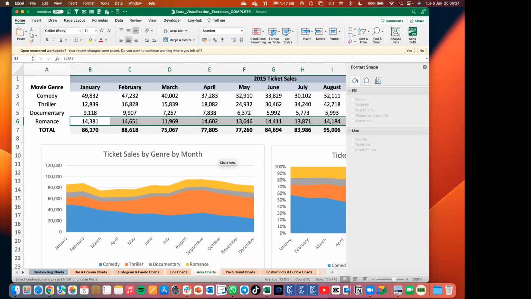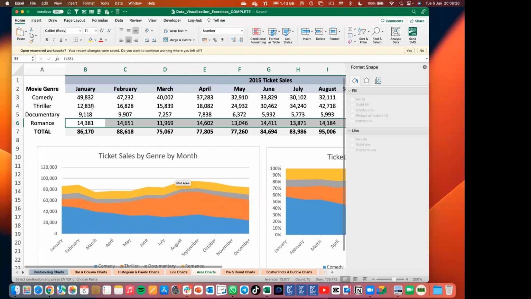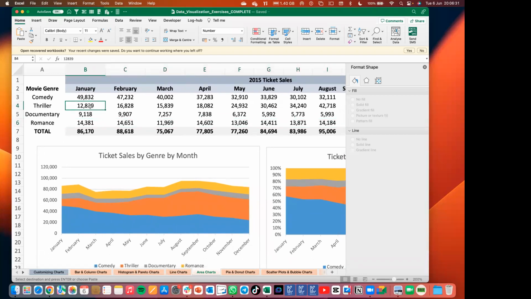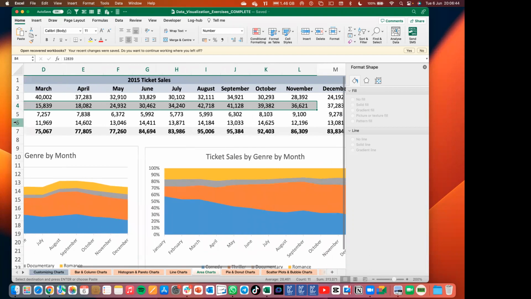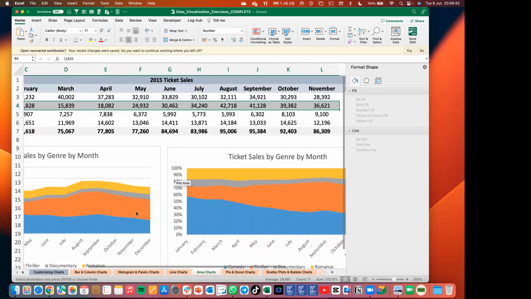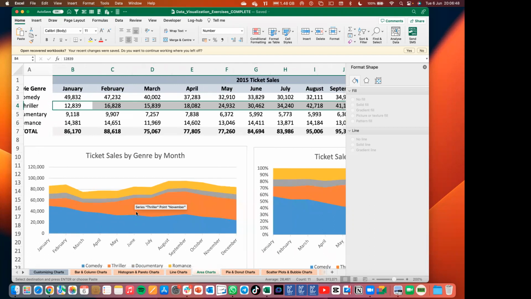But when you look at thriller, which is orange, you'll see that it started at 12. It increased to 16, 15, 18, 24. When we reached June, it went to 30. That's the difference you're seeing there. 34, 24, 42, 41, 30. You get it. So that's how we read area charts.